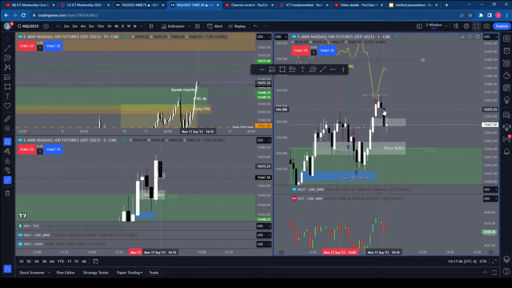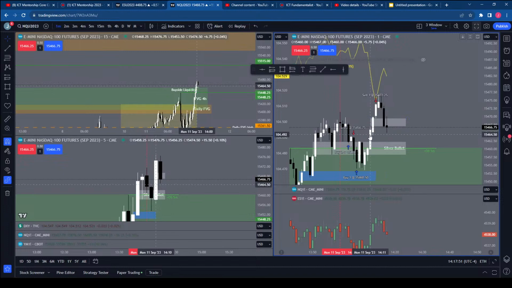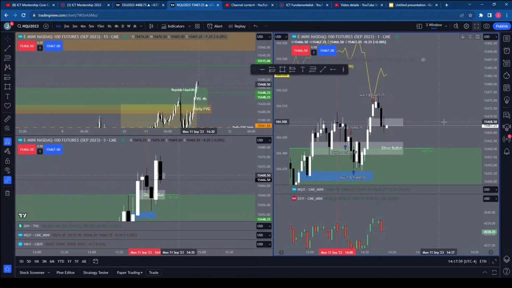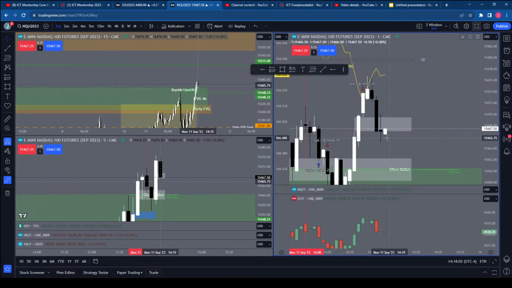This body closed at 467. The high of this is 466. So this body closed within this fair value gap. Let's see how this candle closes. Whoa. It technically closed within the fair value gap.